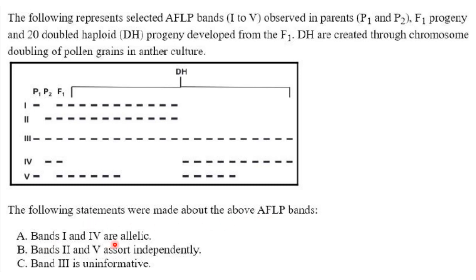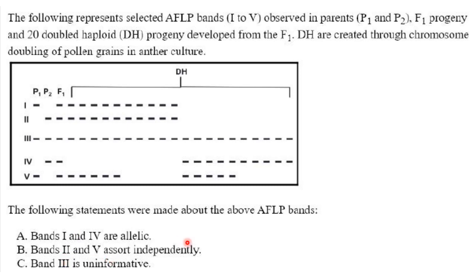Bands 1 and 4 are allelic. If they are allelic, wherever bands for 1 occur, there will be no bands for 4, and vice versa. So bands do not occur here but in 4, but bands occur in 1. So here no bands are there. Here bands are there but no bands in 1. So they are allelic. So statement A is correct.